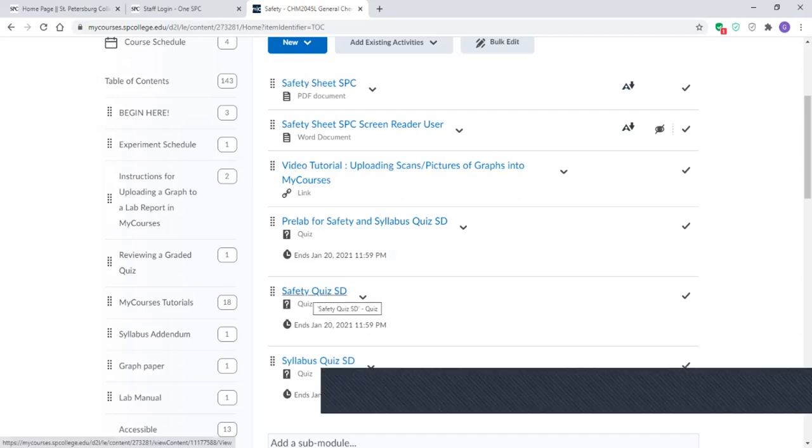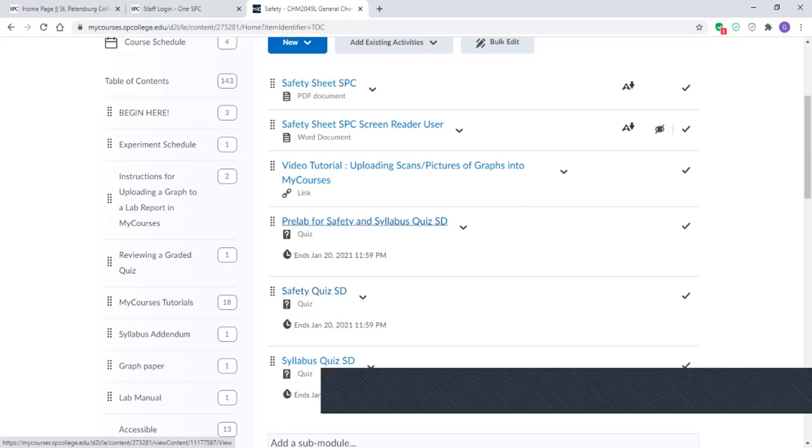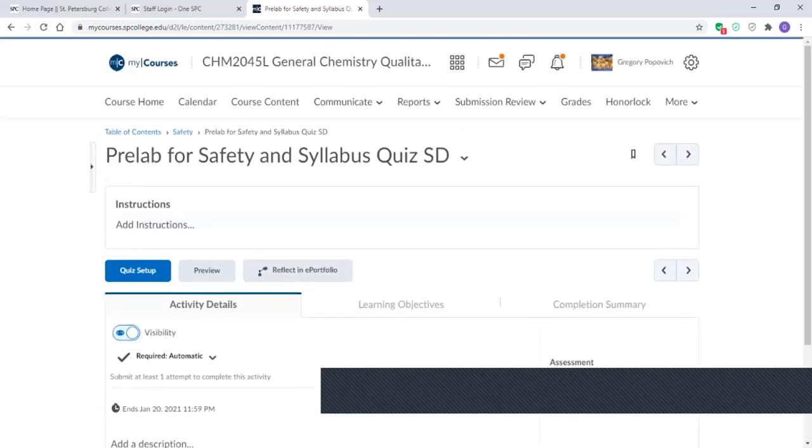Safety quiz, after we get done with this, going through the individual sections of the course, I'm going to go through some safety material. So after I go through the safety material, you can feel free to take the quiz. You also have a pre-lab. The pre-lab is, let's just open it, just for kicks and giggles.